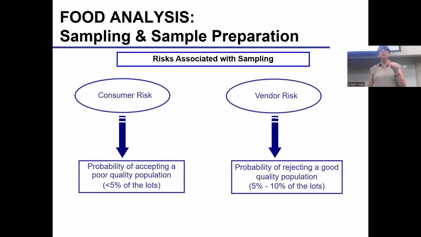However, there's also risk of rejecting a lot because losing money. You might be rejecting a lot that was totally fine. You just did a mistake and you rejected it. This risk, you have a little more wiggle room, but it should still be low, between 5 and 10% or less than 10%.